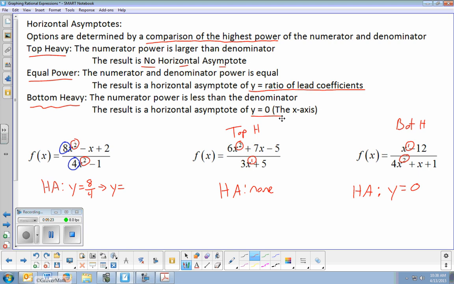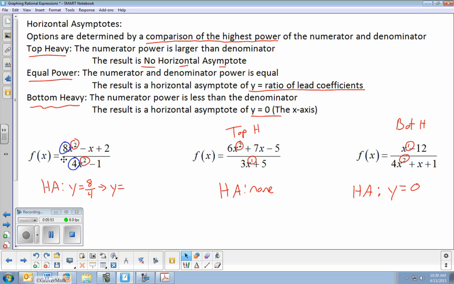And y equals 0 is the x-axis itself. Think about a horizontal line crossing 0. That's the x-axis. So there are three ways horizontal asymptotes can go. A top heavy scenario is none. A bottom heavy scenario is y equals 0. An equal power scenario is one where you actually have some numbers involved besides 0, and it's just the coefficients: the coefficient of the numerator over the coefficient of the denominator of that highest power term.